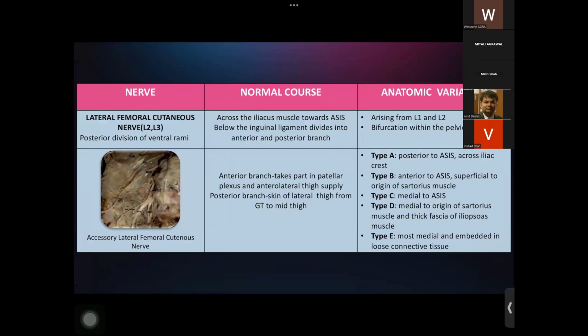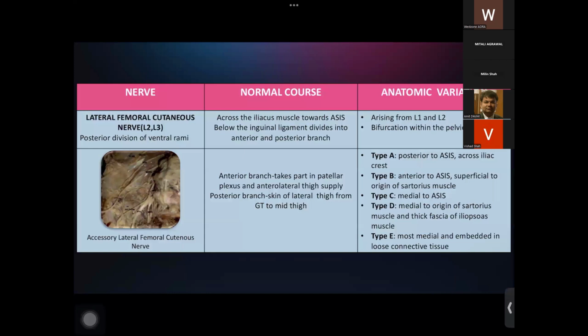The next one is lateral femoral cutaneous nerve. This is the only sensory nerve. There can be an accessory lateral femoral cutaneous nerve present. This accessory lateral cutaneous femoral nerve can be present bilaterally, or it can arise from a different nerve root like L3, L4, L5 in some cases.